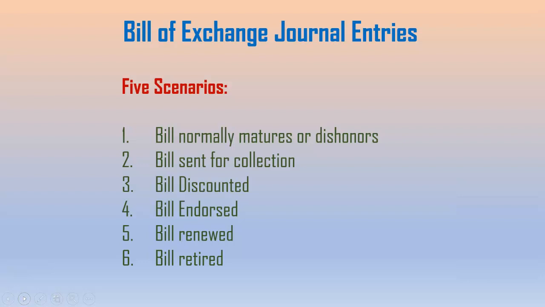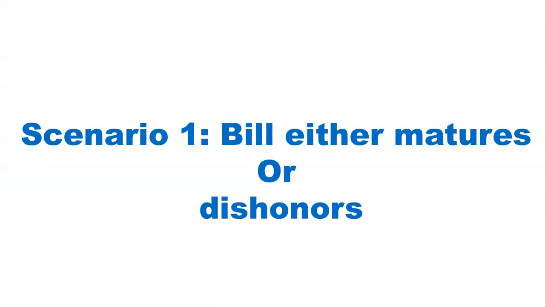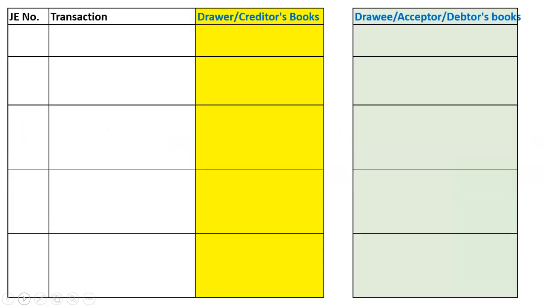Let us look at our first scenario. Scenario 1. Bill either matures or dishonors. This is a scenario where both the parties perform their part of the transaction and the bill matures on its maturity date, or if the drawee fails to honor his obligation of making payment to the drawer or the purchaser, the bill gets dishonored. Let us see what entries will be made in the books of both the seller and the purchaser. But before that, let us look at the format of our journal.